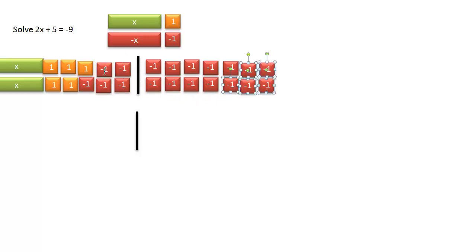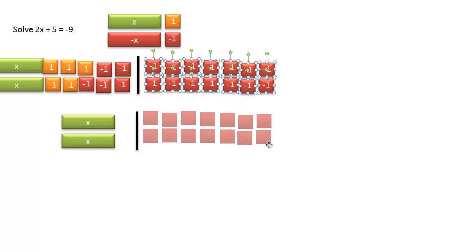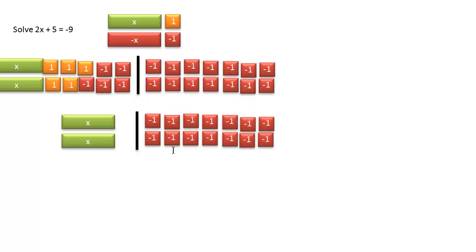The nice thing is the 0 pairs go away and I'm left with 2 x tiles is equal to 2, 4, 6, 8, 10, 12, 14 negative 1 tiles. So if 2 of these x tiles equals 14 of the negative 1 tiles, then each x tile has to be equal to a negative 7.